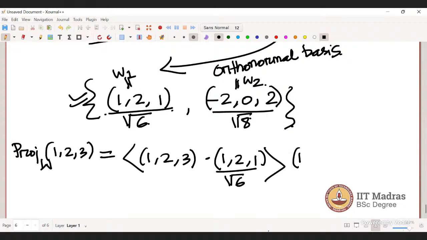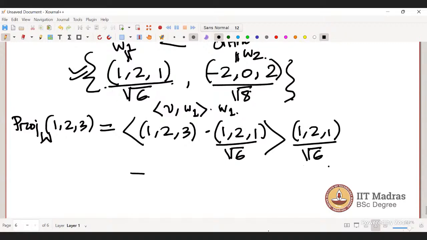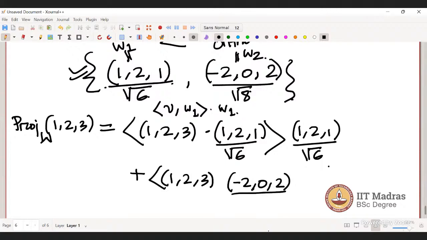And this is 1, 2, 1. Right, as you remember, this is V1 times W1. And the same thing I have to do for the other vector, that is W2 times (minus 2, 0, 2) divided by square root of 8, times 1 by square root of 8, (minus 2, 0, 2).